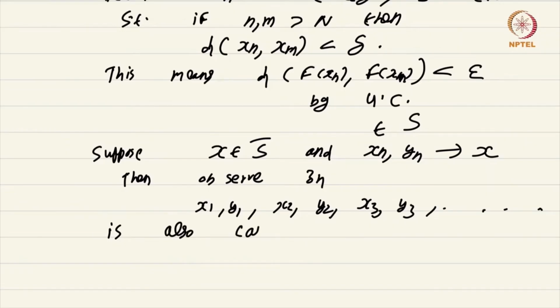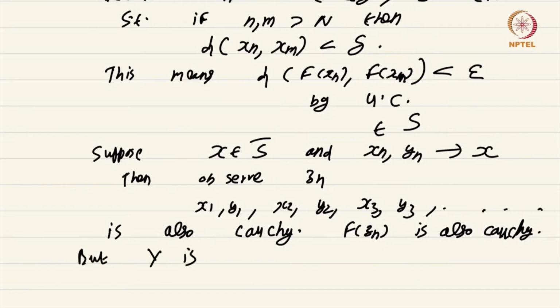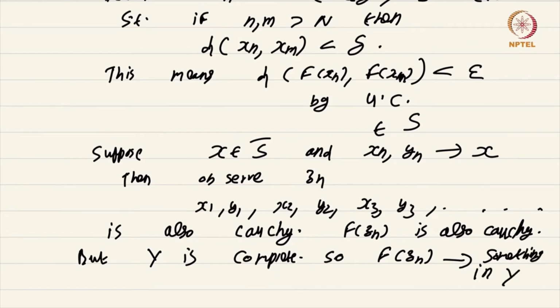Okay, this is a rather easy check because both x_n and y_n converge to x. You can prove in a line or two that z_n must be Cauchy. Consequently, f(z_n) is also Cauchy. That's what we just established a few minutes ago. But f(z_n) is Cauchy and Y is complete. So f(z_n) converges to some element in Y, to something, I don't care what it is, something in Y. Okay, well, why am I saying all this?